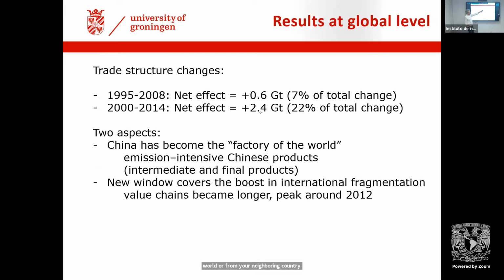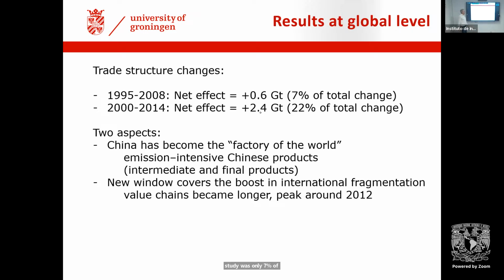So here, the 2.4 in this study is not comparable to the 0.6 here, because this greenhouse gas emission is CO2, but we can look at the percentage. And here it's 22% of the total chain. And in the previous study, it was only 7% of the total chain.